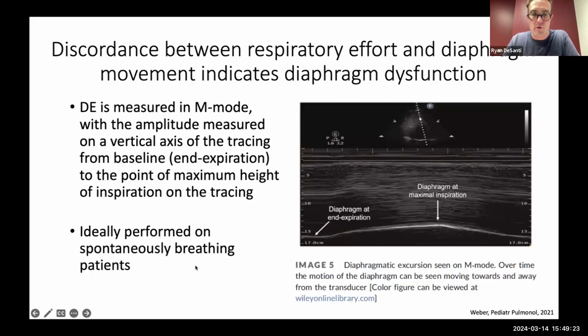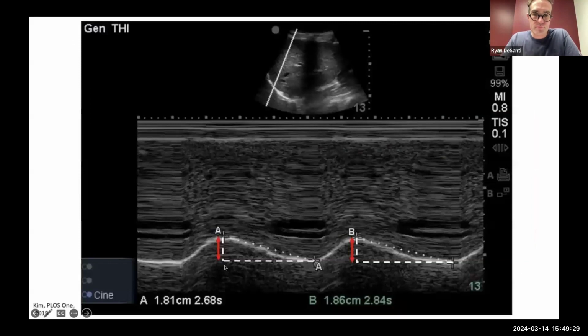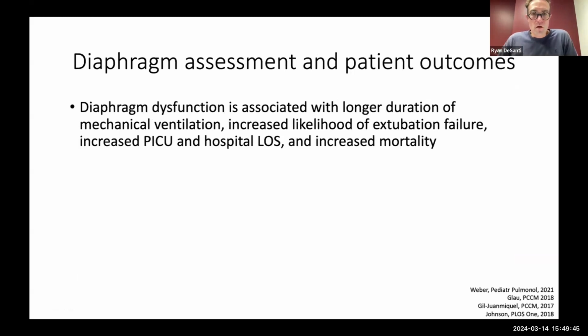Ideally, this would be performed on a spontaneously breathing patient, of course. And so here's another example of the M mode imaging. We just measure the maximum height of inspiration, which gives us the diaphragmatic excursion from the baseline. Different studies have looked at different outcomes and have found that diaphragm dysfunction is associated with longer duration of mechanical ventilation, increased likelihood of extubation failure, increased PICU and hospital length of stay, as well as increased mortality.